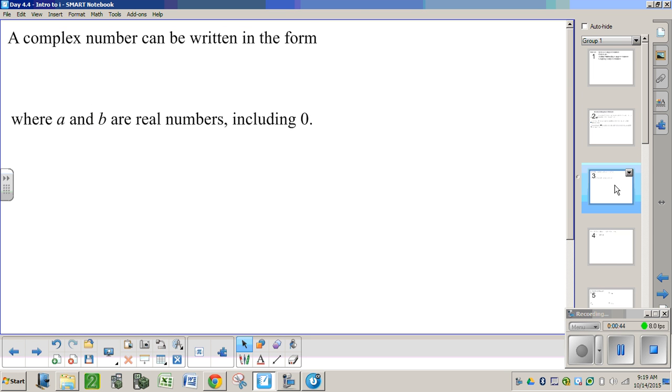First thing we're going to cover is complex numbers. So a complex number can be written in the form of a plus bi. So a and b are real numbers, all the numbers that you can think of, including 0. So you are allowed to have 0 within your complex number.